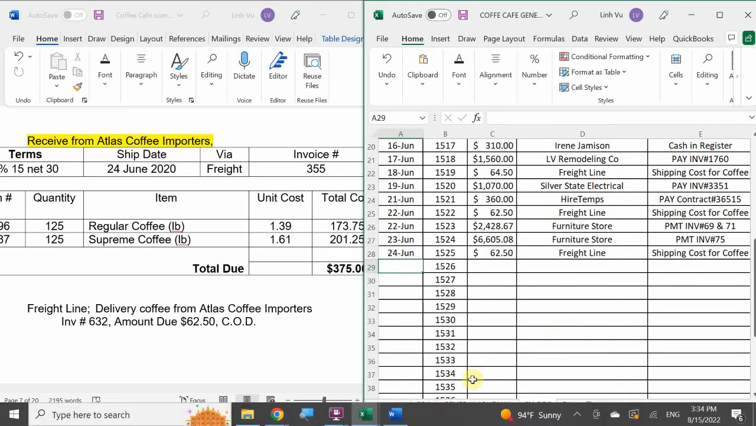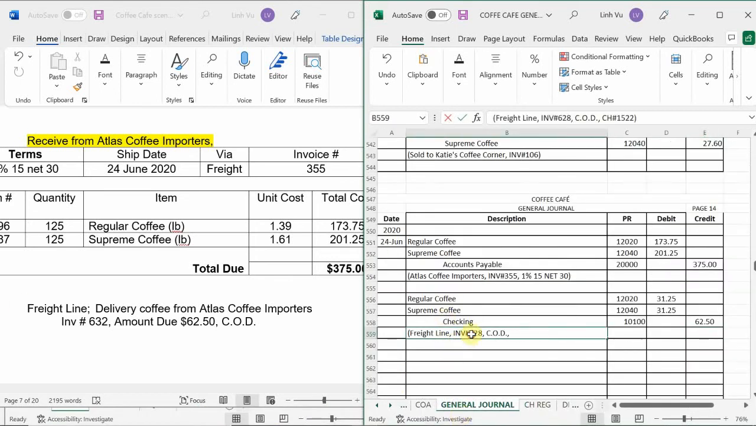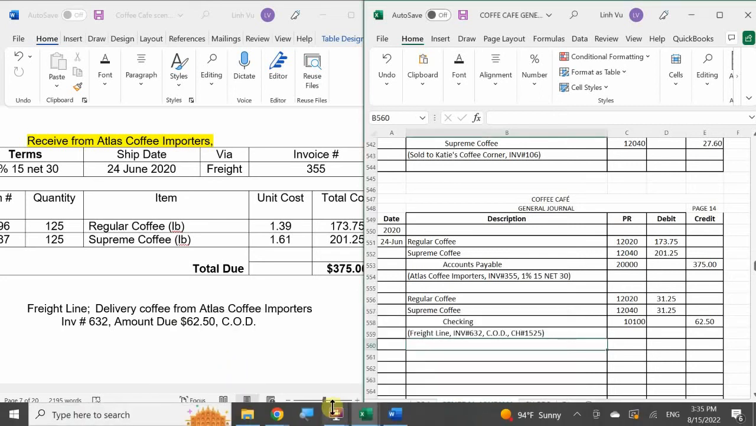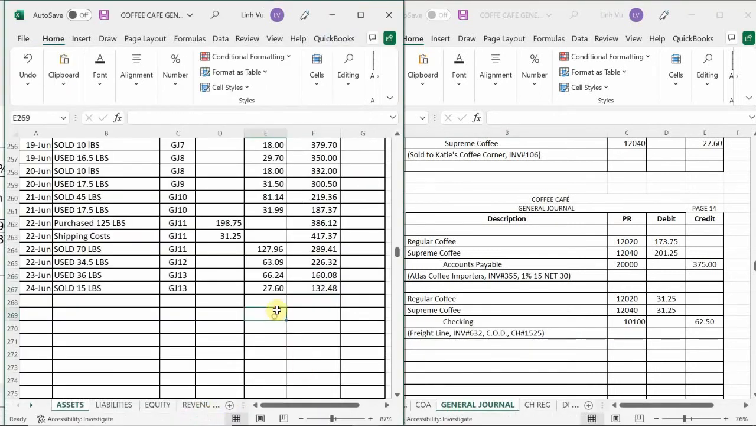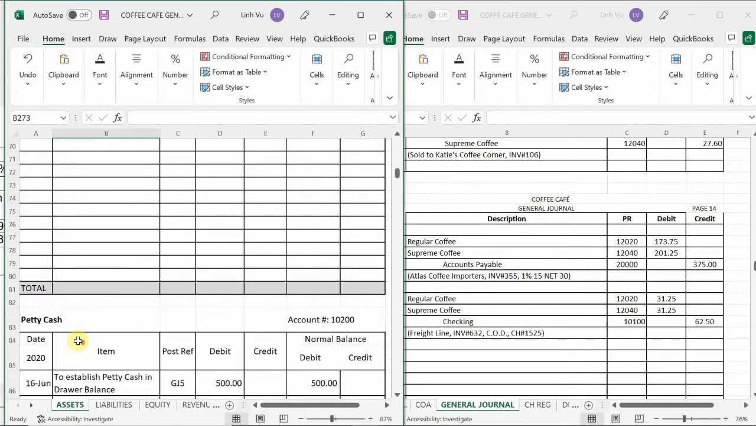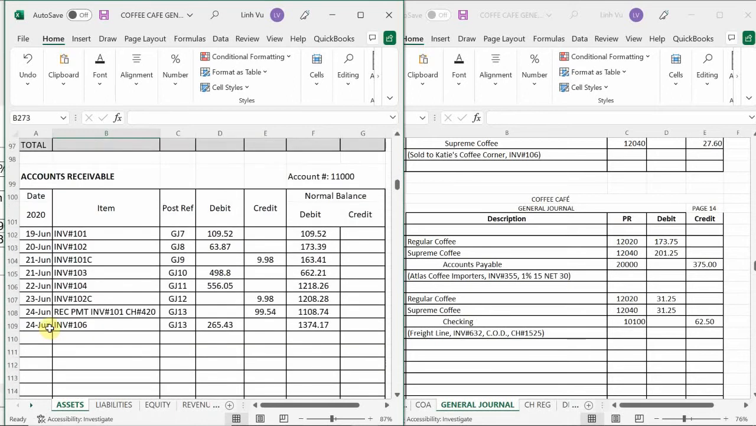It is 15.25. So we go back to general journal. The invoice is 632. COD check number 1525. And then we go to general ledgers. Go first to assets. In inventory, regular coffee.